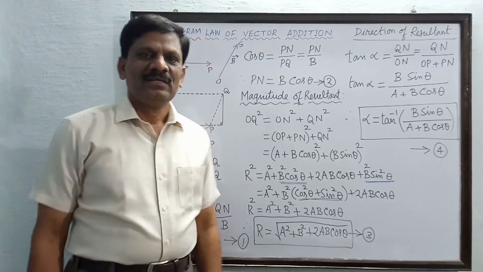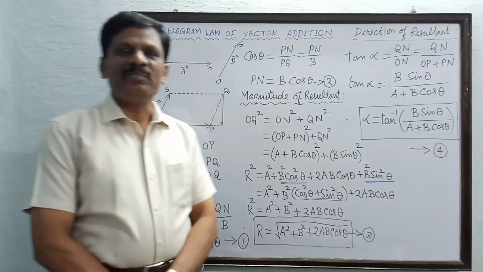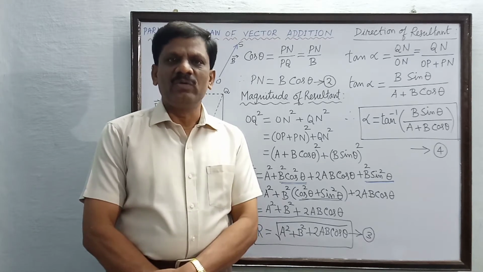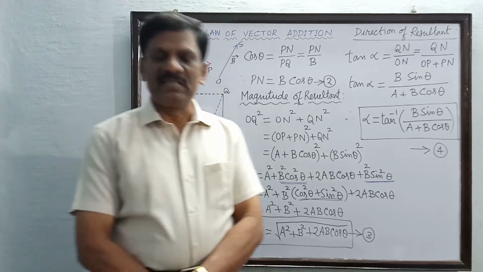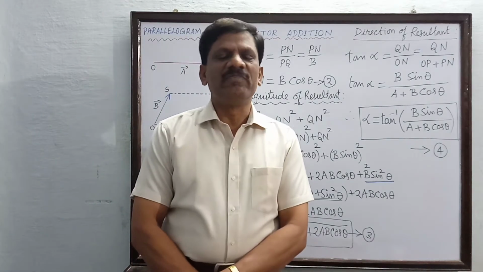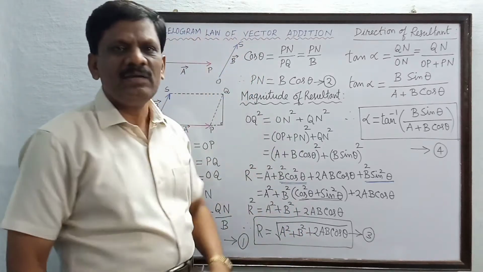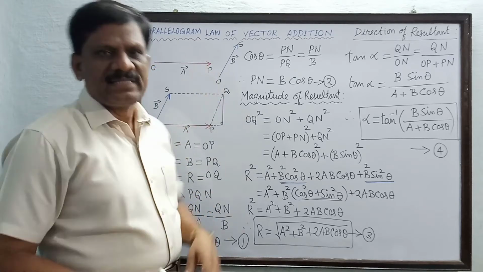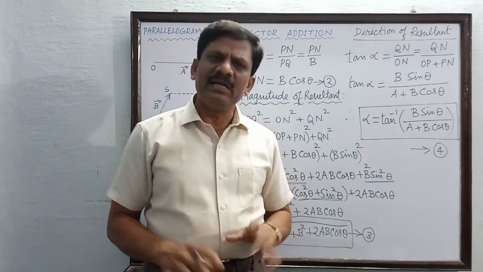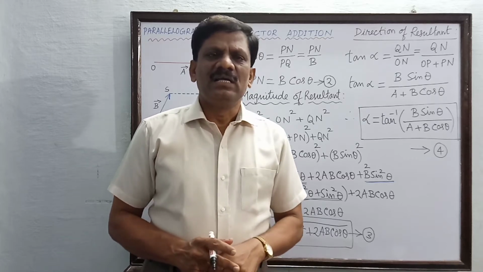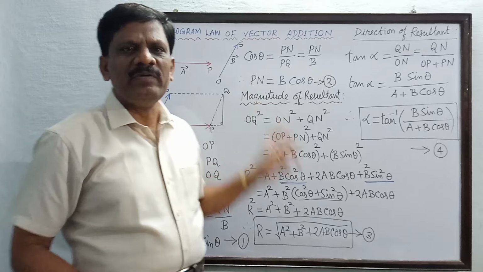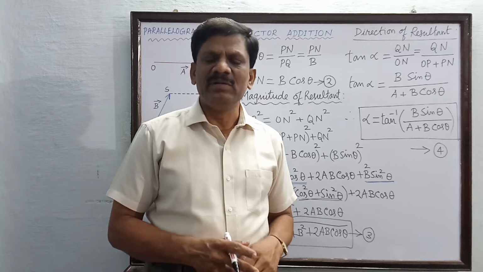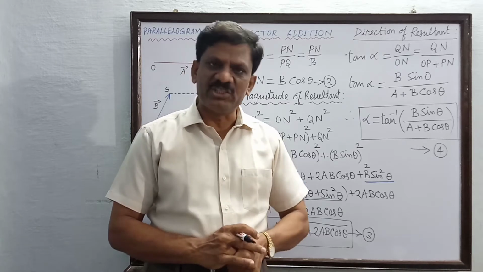Hi students, now we are going to explain parallelogram law of vector addition. Just now in the previous video where we explained the triangle law of vector addition, I told you how to find the resultant of two given vectors A and B which are inclined to each other. Now the same two vectors I am going to consider. A and B are the two given vectors such that theta is the angle of inclination between the two vectors. How to find the resultant by the second method, namely parallelogram law of vector addition method.